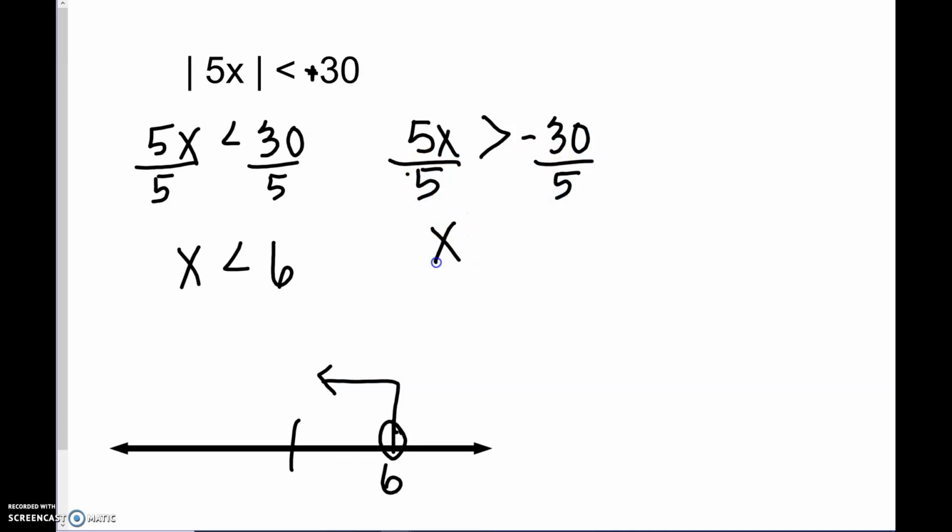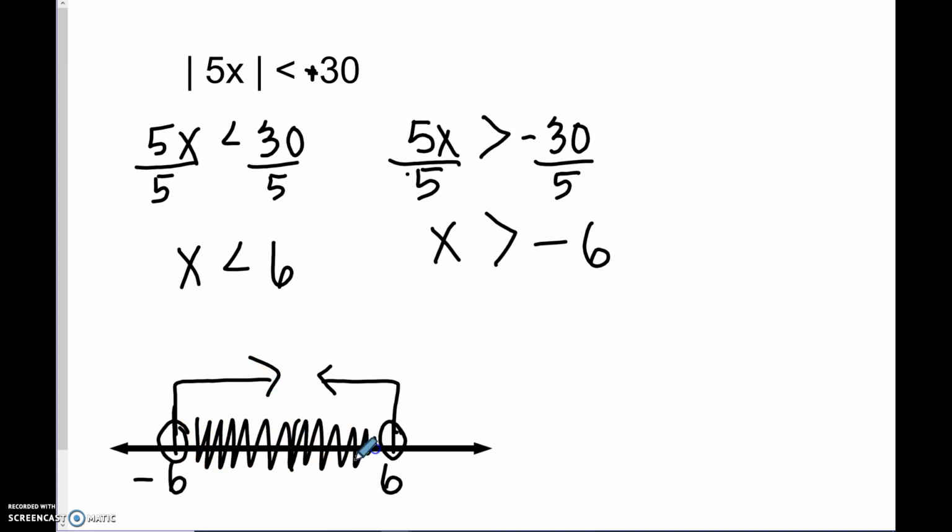Okay, when we go to the other one, we are going to divide by 5. And we have x is greater than, we do not flip, even though we're going to get a negative answer. Remember, we divided by a positive, so we leave our sign the same, and we have a negative 6, and it's an open circle because we do not have a line underneath, and we shade to the right. Okay, less than, and we shade between because that is like an and problem.